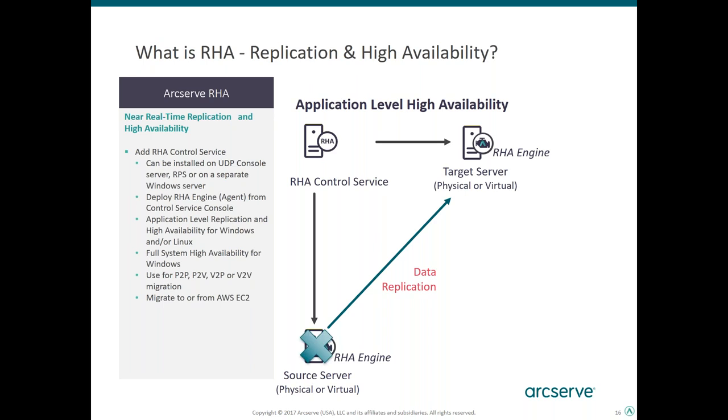And finally, with this level of RHA, if source system goes down, the control service performs the following actions: move IP, redirect DNS, or change host name, in conjunction with starting replica, starting target machine. So, as a result of this action, user or client systems out there will not observe any difference. A replica will be accessible instead of a compromised source machine.